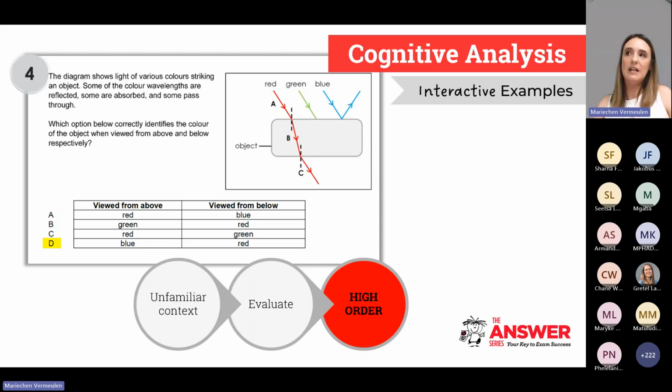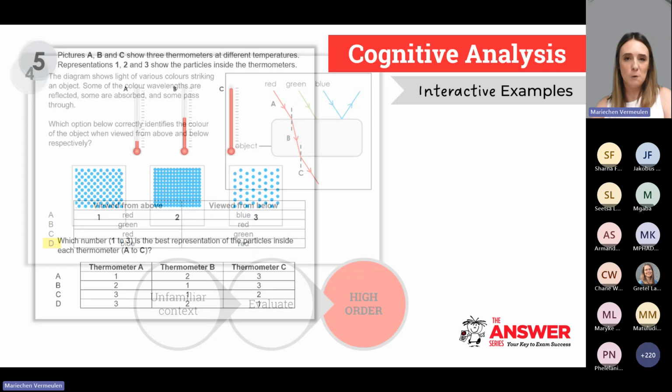For me, it feels like it's taking in the knowledge, applying what they've known, analyzing the diagram, and then evaluating what it means for the two perspectives that I'm looking at, from below and from above. And that's why I felt this was a higher order question. Okay, but we were very close there. Definitely disagreeing within narrow margins, if at all.